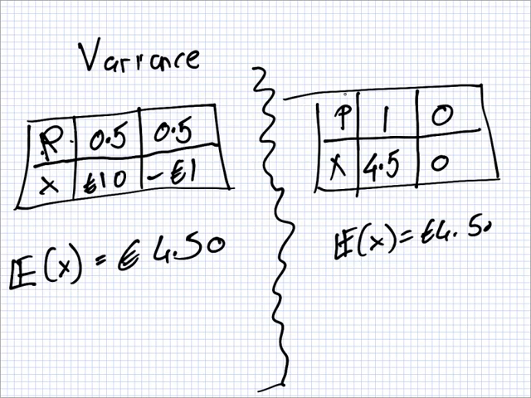So what's the difference in the second game? Yeah, never lose. You always win 450. Guaranteed. In this game though, half the time you win 10 euros, but half the time you lose 1 euro. And maybe you don't like taking this chance. Maybe you prefer to be safe. But it doesn't really matter because both times you expect to win 450.